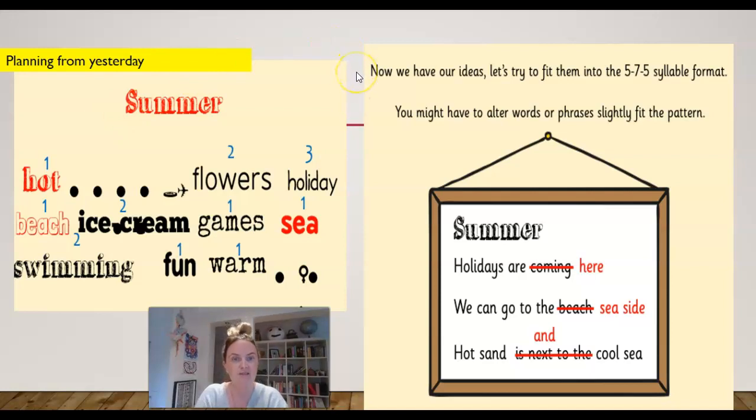So the next step is, now that we have our ideas, so you've all come up with your idea and your theme, let's try to fit them into the 5-7-5 syllable format. You might have to alter the words or phrases slightly to fit the pattern. So here is one that I've already done. So originally I wrote, holidays are coming. But let's count the syllables in holidays are coming.